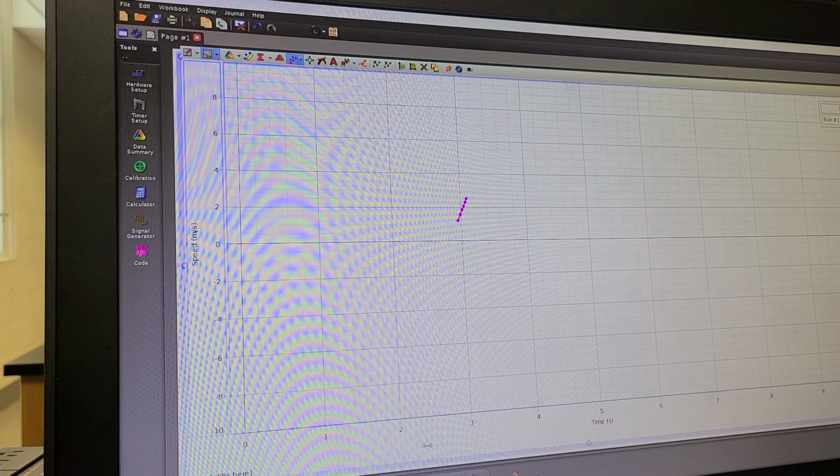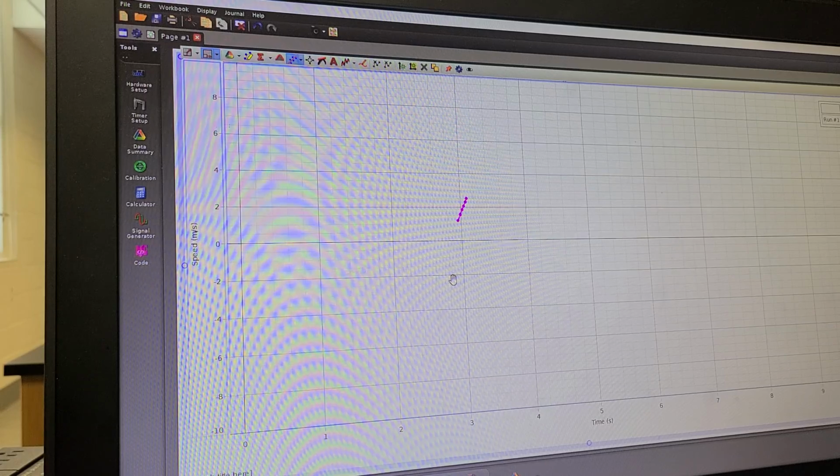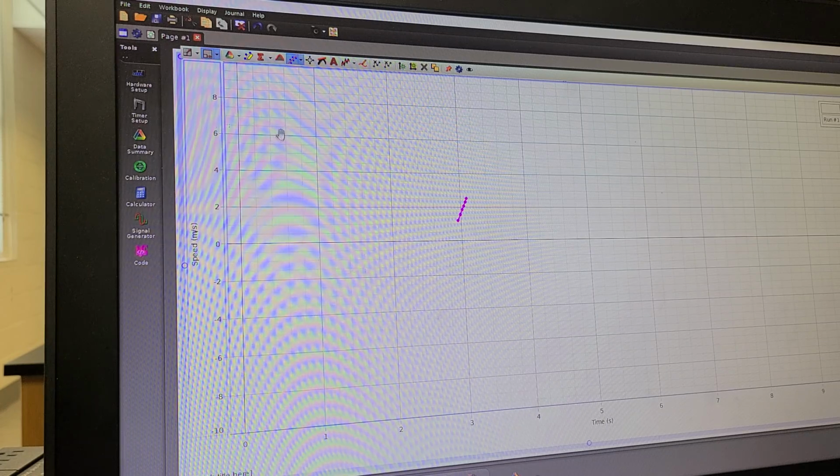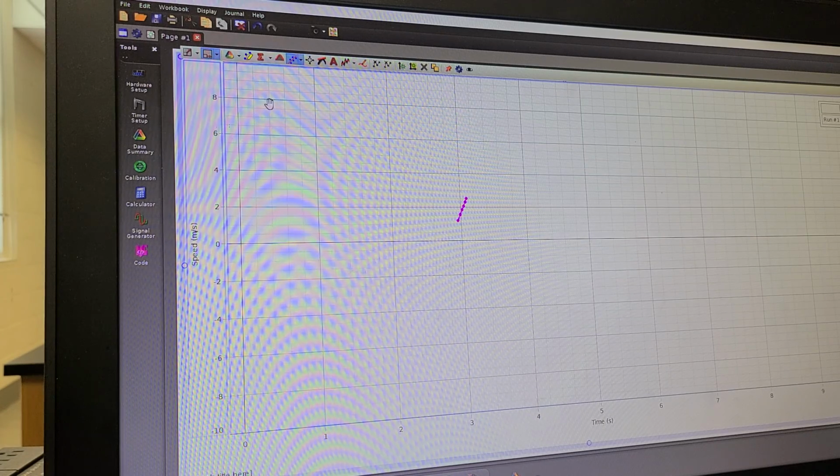Alright, here's the data for the picket fence, and I'm going to show you how we find the acceleration due to gravity. So this is the data. You will see that the data are very close together. So the first thing we are going to do is maximize the graph.